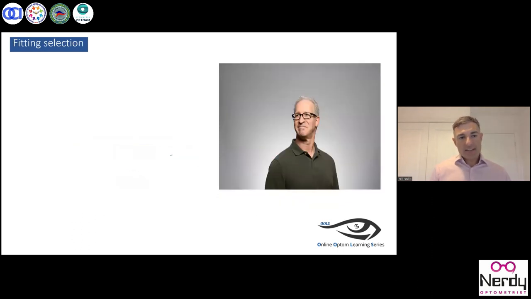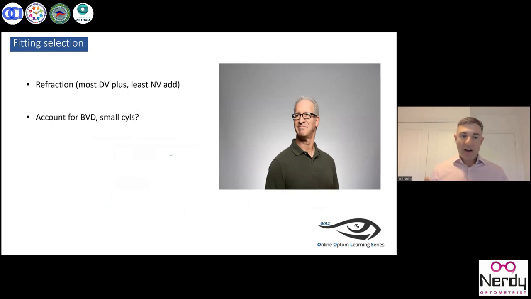So in terms of the fitting selection with the multifocal lenses, best thing to do is get an up-to-date refraction. And with most of them, you want to push the plus. So the most distance plus you can give them and the least reading add. So there's less of a change potentially across that lens. You want to account for any BVD, certainly for higher prescriptions over a 4. And you need to think about small cylinders. If the cylinder is significant, then obviously you may want to consider fitting a multifocal toric lens or some of those other designs. Baseline measurements we've talked about already, and also getting a feel for their dominant eye.